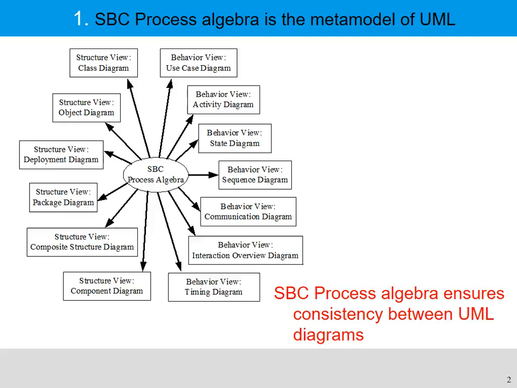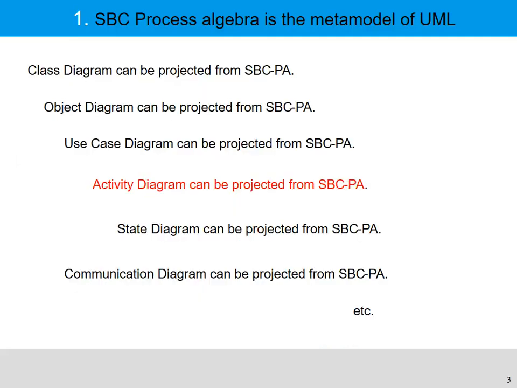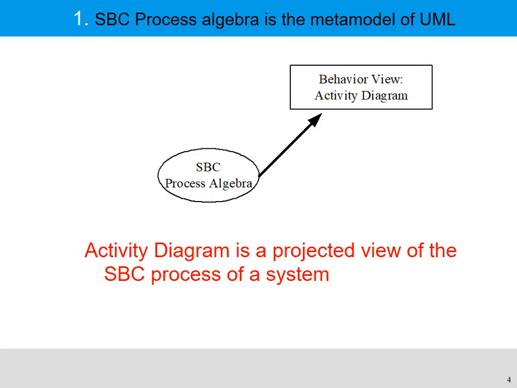We use SBC Process Algebra to make sure of consistency between different UML diagrams. Because SBC Process Algebra is the meta model of UML, the activity diagram can be projected from SBC Process Algebra. Therefore, we say the activity diagram is a projected view of the SBC process of a system.